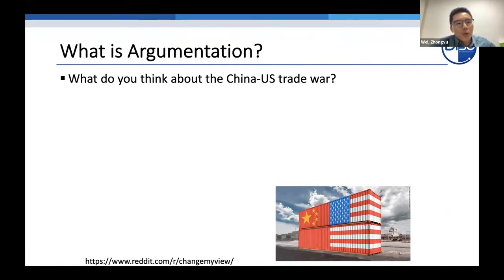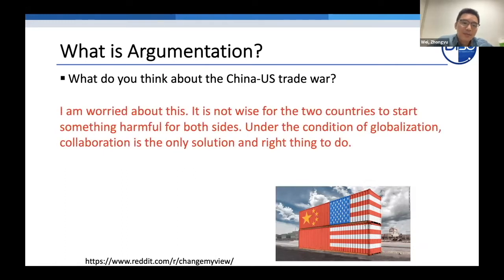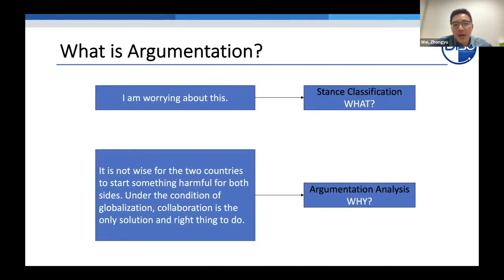For example, what do you think about the China-US trade war? And I might say, I'm worried about this. It is not wise for the 2 countries. This is like an opinion from one side. For this part, we firstly express our opinion on this topic: I'm worried about it. And then I express why I'm worried about this.